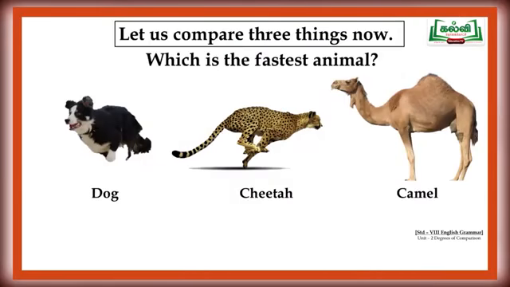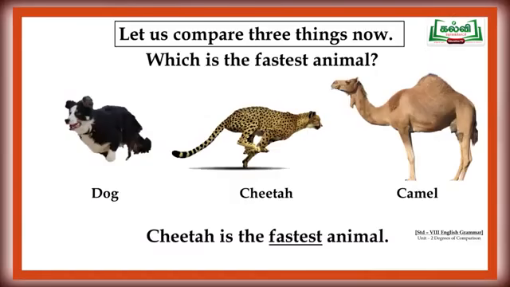Look at this image. A dog is running. A cheetah is also running. And you can see a camel. Among these three, which is the fastest animal? Cheetah is the fastest animal because cheetah runs faster than dog as well as camel. So, we can say cheetah is the fastest animal.